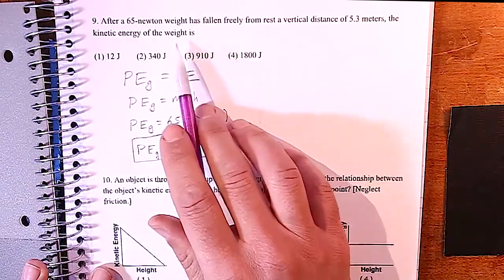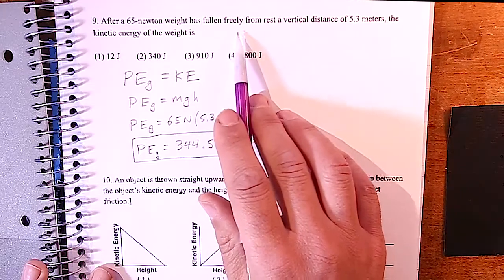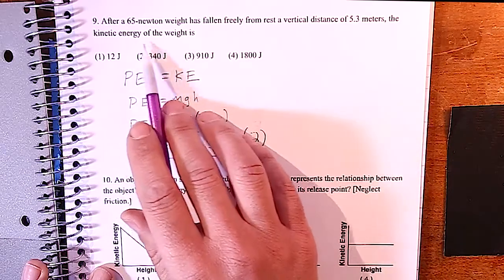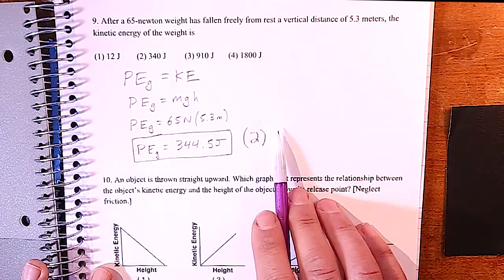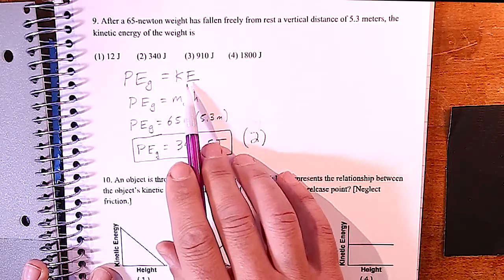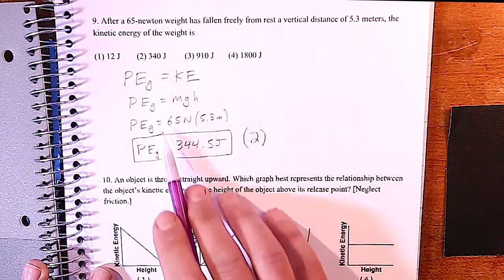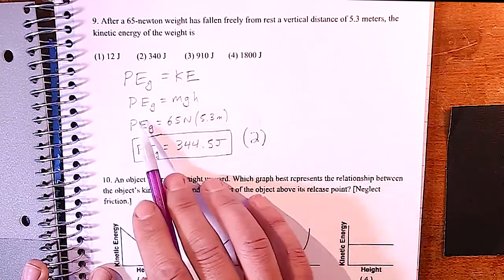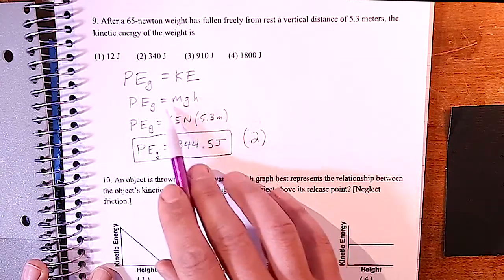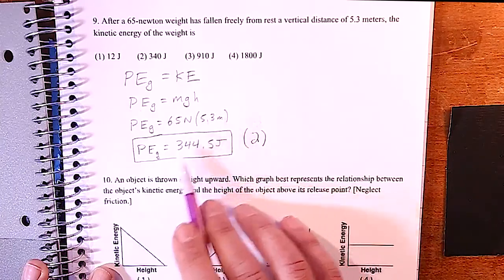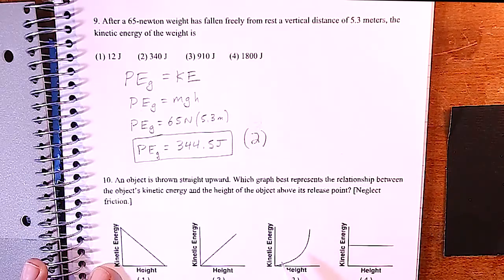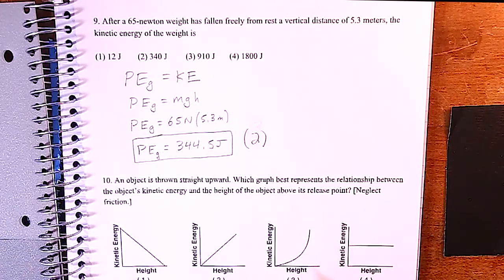In this one, we have a 65 Newton weight, and it's falling this distance of 5.3 meters. And what's the kinetic energy of the weight? So we know that the PEG is converted into KE. So all we need to do is find the PEG that we start with. So to do that, we do mgh. Remember that 65 newtons is the m and the g, that's the mg, multiplied by that. And that PEG, that's going to be the kinetic energy right before it hits the ground.